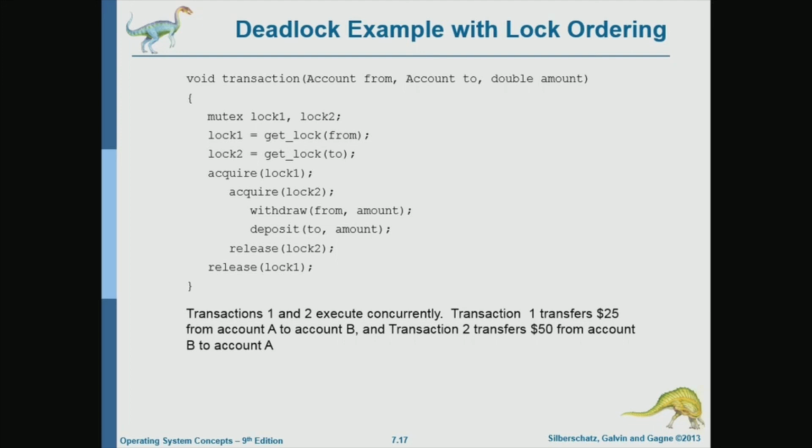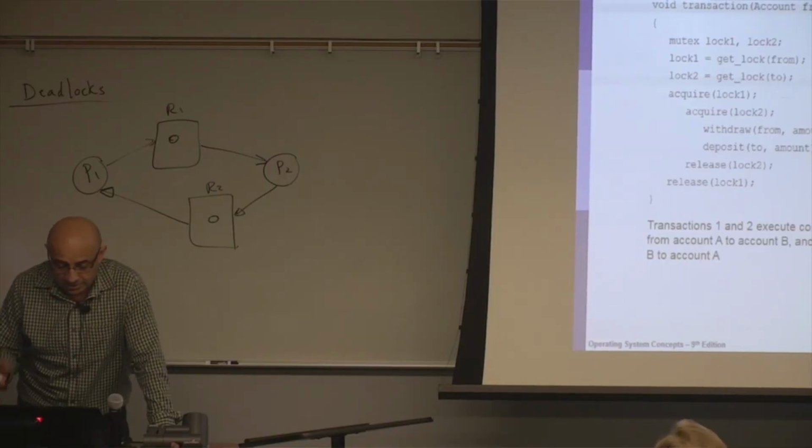Now, even if we force all processes to do the source before the destination, it could be that the source of one process is the destination of another process. For example, if transaction 1 transfers money from account A to B, the source is A and the destination is B. But for transaction 2, the transaction is going in the other direction. The source is B and the destination is A. So in this case, a deadlock may happen. If one process is trying to transfer money from A to B and the other is trying to transfer money from B to A. So it's not always easy, or not always possible, to make processes request resources in a specific order.